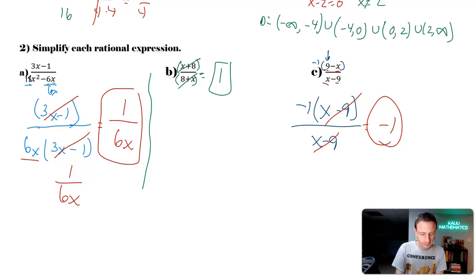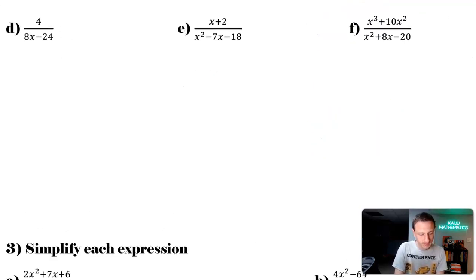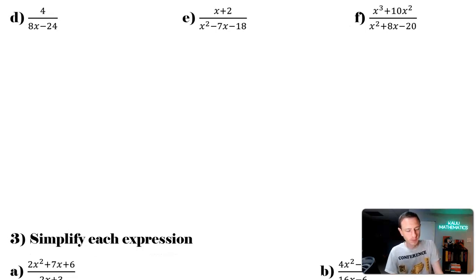Let's keep going. So letter D. 4 over 8x minus 24. So what could we do here? Well, the 4 I could leave alone. But on bottom, I can factor out an 8. So I'm going to take out 8, because 8 goes into 8, 8 goes into 24. So that's going to leave me with x minus 24 divided by 8, which is 3.